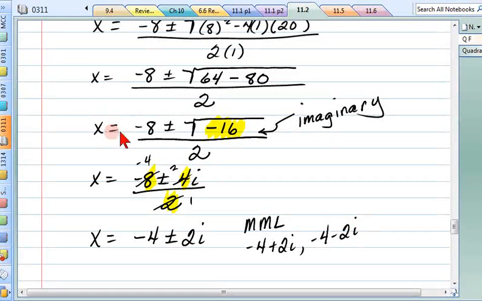When you get to this stage in your quadratic formula problem, you look at the radicand. If it's a perfect square, you're going to get 2 rational answers. If it's 0, you're going to get 1 answer. It's really a repeated answer. If it's not a perfect square, but it's positive, you're going to get irrational answers. If it's negative, you're going to get imaginary answers. In college algebra, you'll talk more about that.